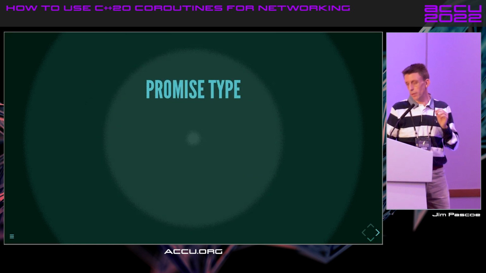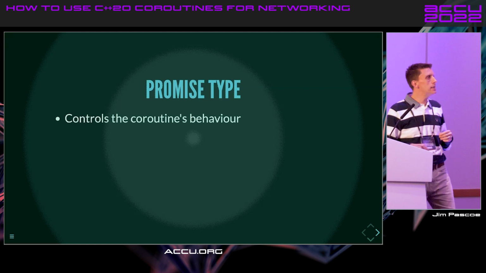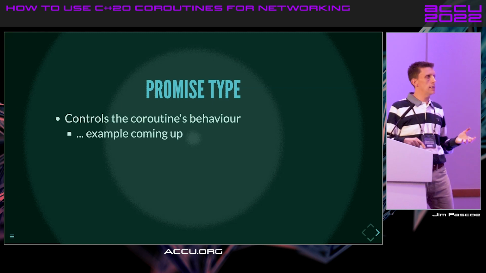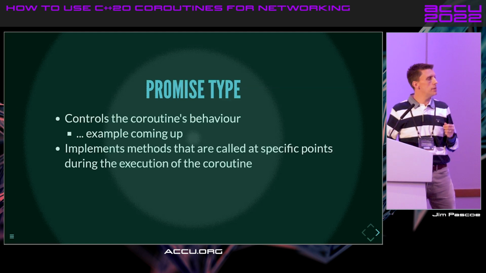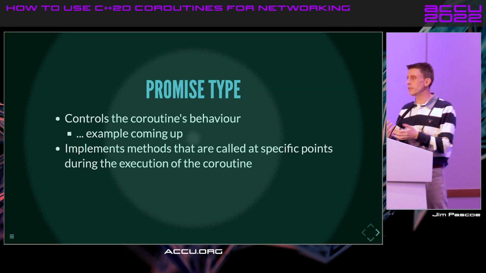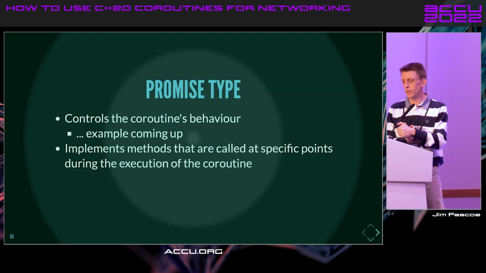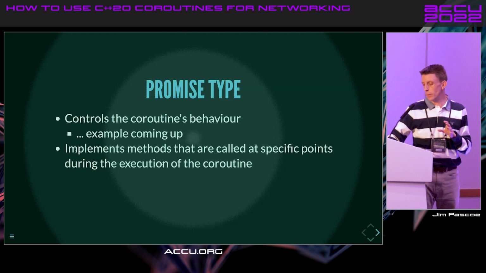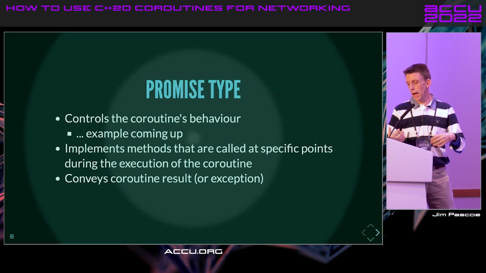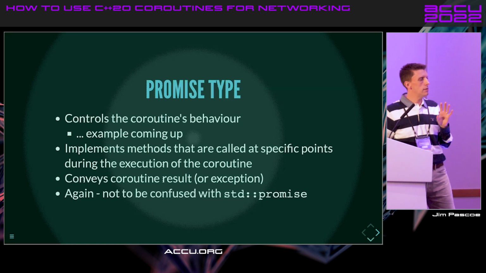Okay, the promise type. This is what controls the coroutine's behavior. I think we're long overdue an example, and there's an example of all of this coming up. But basically the promise type implements the methods that are called at specific points during the execution of the coroutine. Principally, it conveys the coroutine's result or an exception. Again, don't get it confused with std::promise. A lot of people do that.